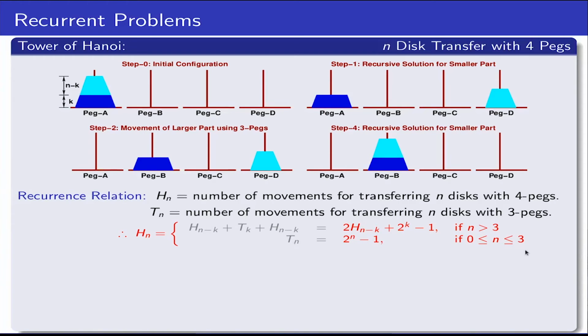And what is the base condition? You have seen that if it is less than 3, I will just use the 3 peg problem as my answer. So it is 2 to the power n minus 1, provided n is less than or equal to 3.